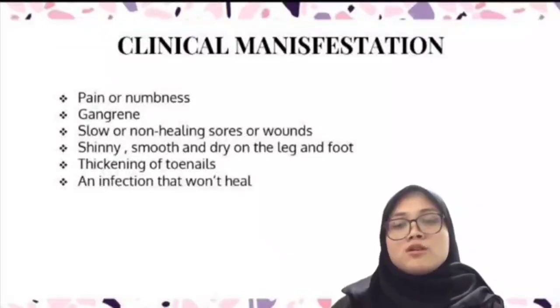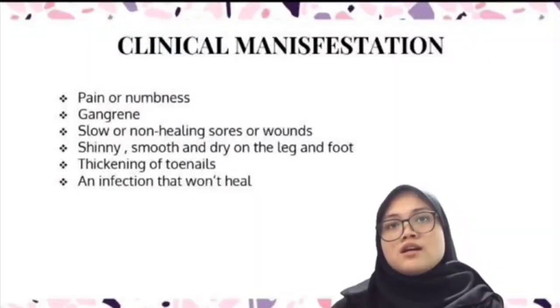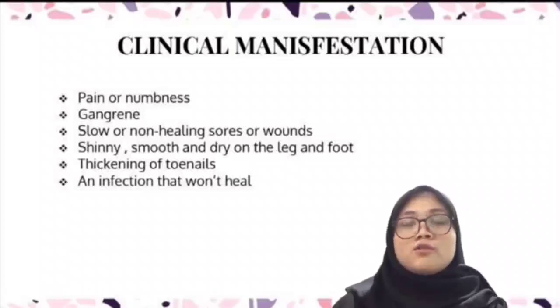I would like to explain about the clinical manifestations of amputation. The first is pain or numbness, where the sensation may be felt in the whole leg, below the knee, or on different areas of the foot. Secondly, gangrene is the death of body tissue due to a lack of blood flow or a severe bacterial infection. Gangrene commonly affects the arms and legs, including the toes and fingers.